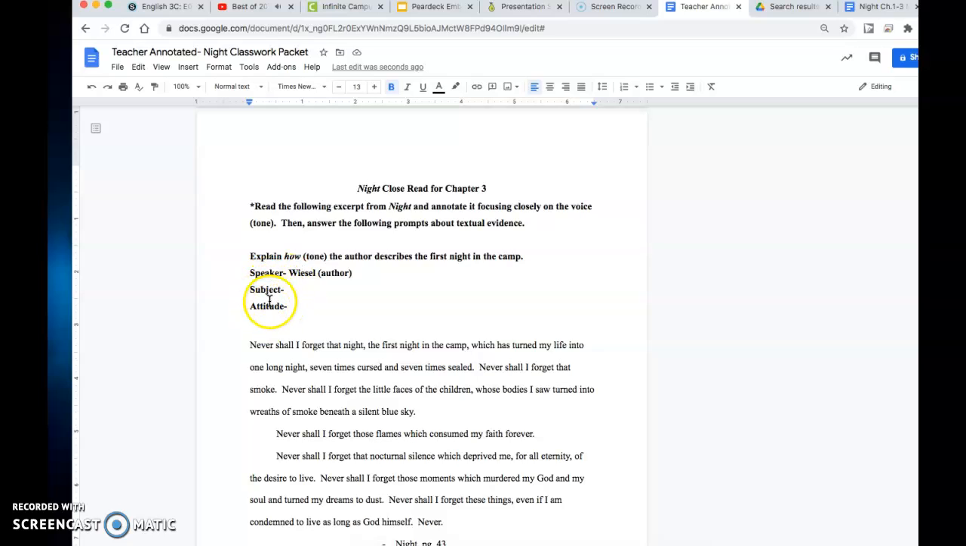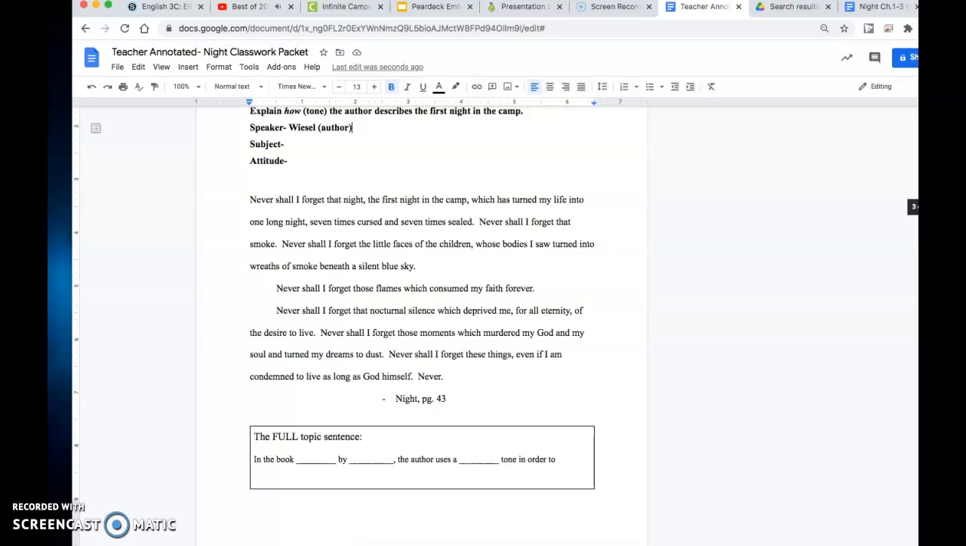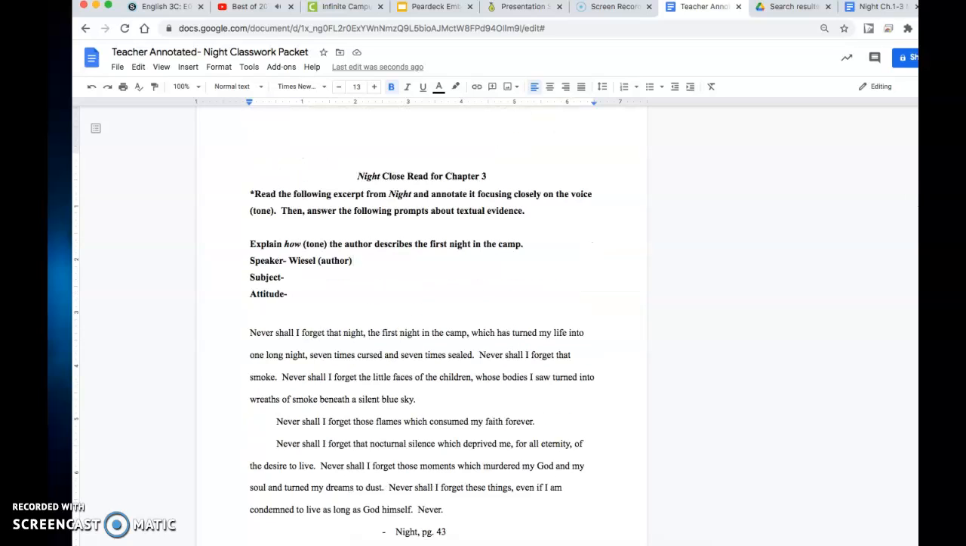Now, to find the subject of this excerpt, you could either, again, read the whole excerpt and decide, what is this all writing about? Or sometimes you can get that information straight from the prompt. So if the prompt is explain how the author describes the first night in camp related to tone, this is telling us here what the subject is. This whole thing is going to be about the first night in camp. So that would be your subject. And then finally, how does Elie Wiesel feel about the first night in camp? That's going to give us our tone.